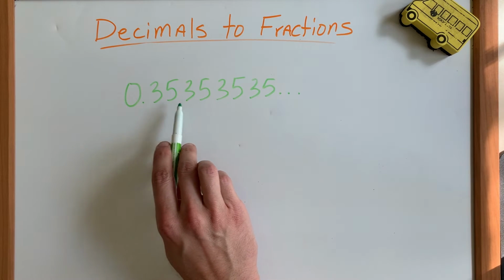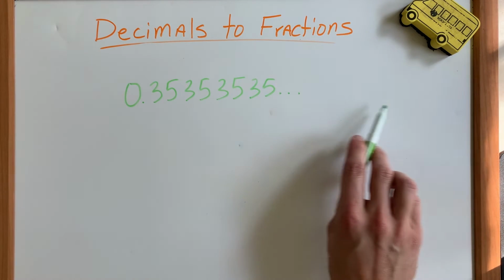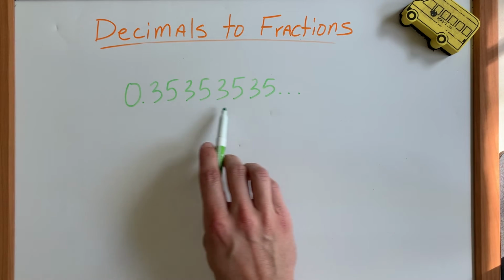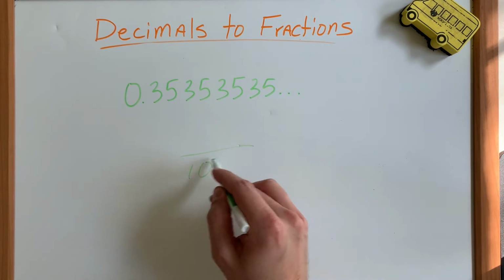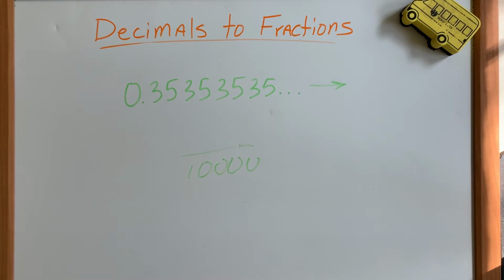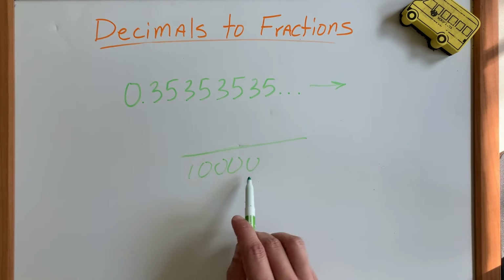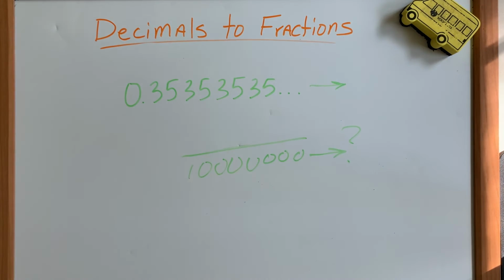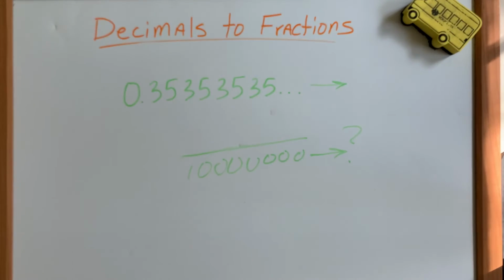This pattern of 3, 5, 3, 5, 3, 5 goes on forever, out to infinity. And so we can't just count place values and come up with a fraction, because the place values go out forever to infinity, and I would have a fraction with zeros that go out to infinity. That's not really going to work so well. So how can we solve this?